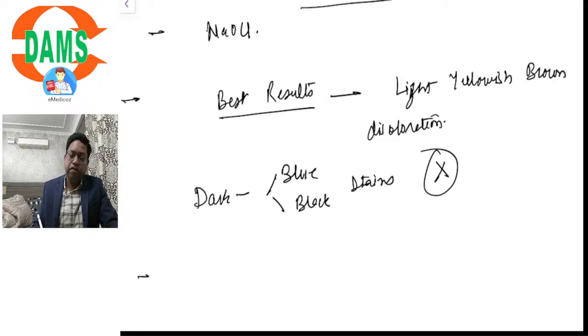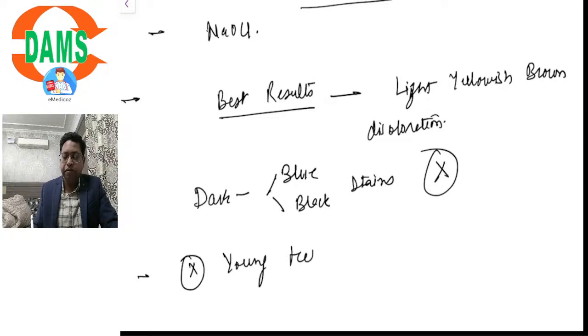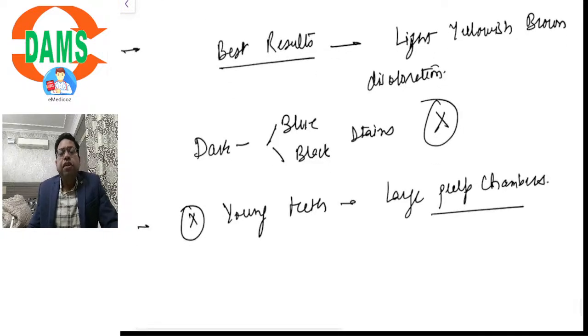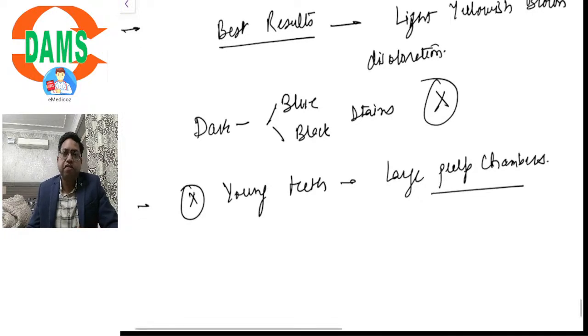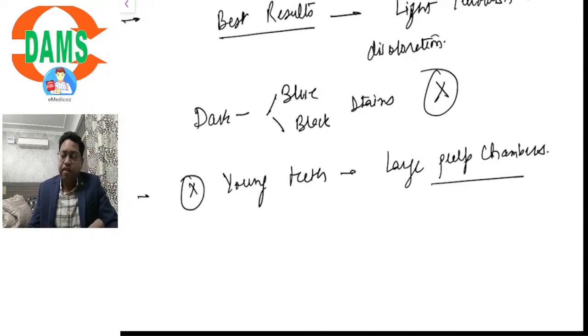Also, bleaching is generally not indicated for young teeth. Young teeth means those which have large pulp chambers. In young patients, especially subadult patients, they have large pulp chambers, and application of strong bleaching agents can cause severe damage to the pulpal enzymes and can even degenerate the pulpal tissue. So it is not indicated for such cases. These are the important aspects of dental bleaching.